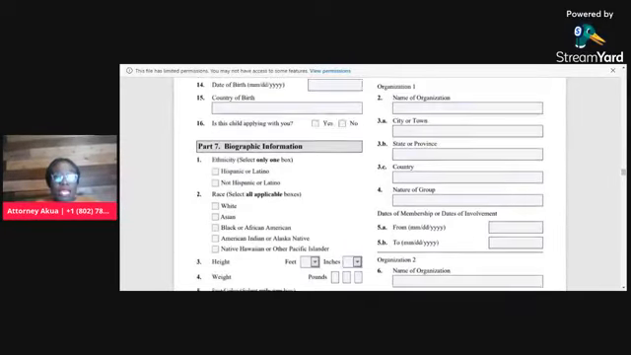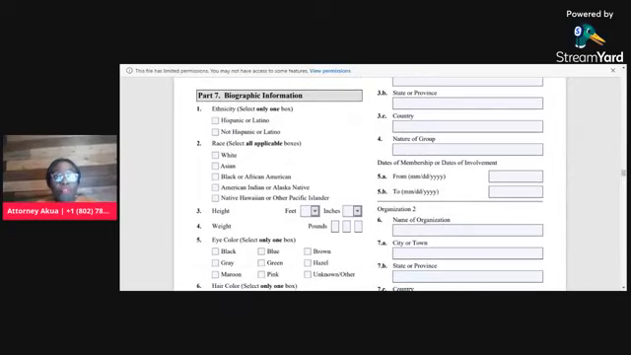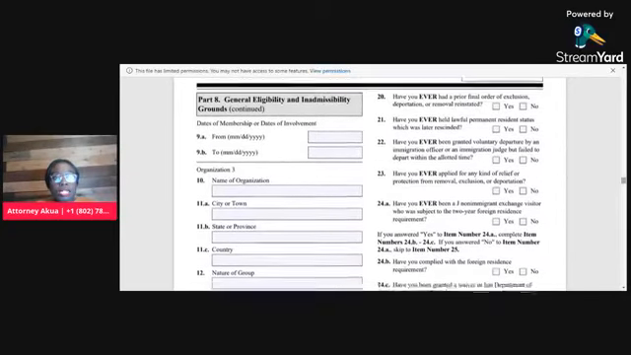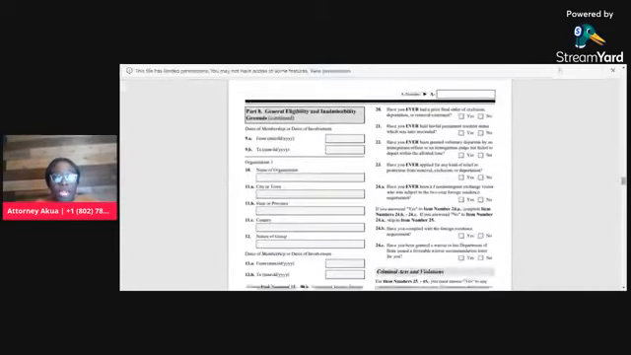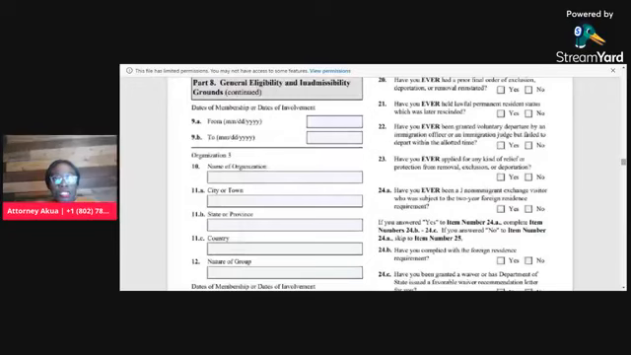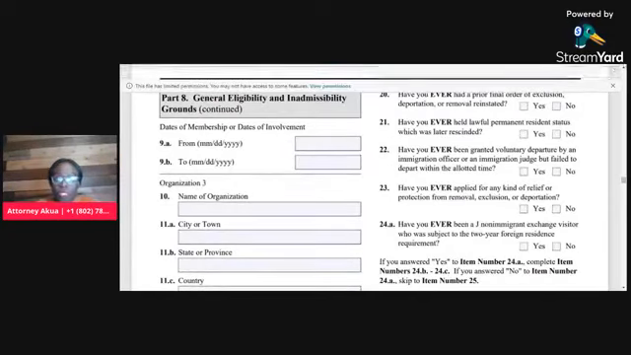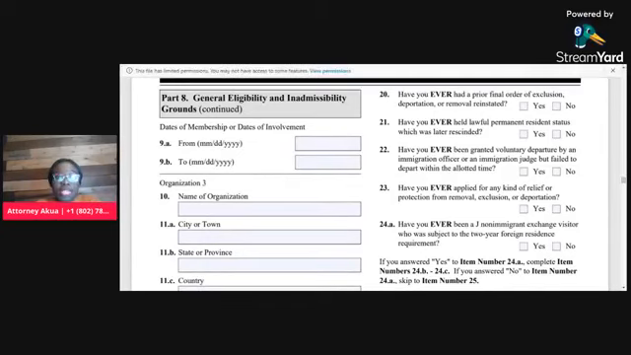Okay, so it comes right after the biographic information. So let's go right here. So the part 8, that's what we're looking at, page 10 of the I-485. So this is the general eligibility and inadmissibility grounds. Okay, so that's what we're going to be discussing right here.